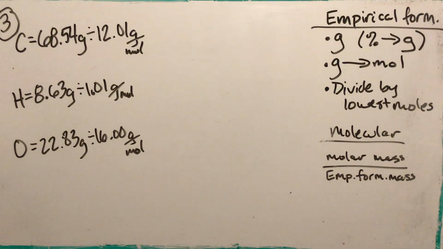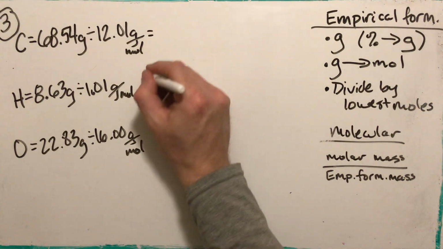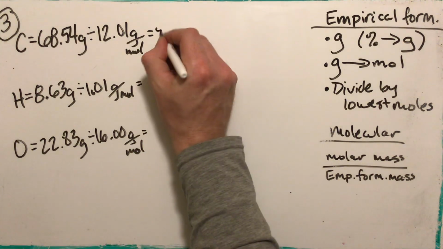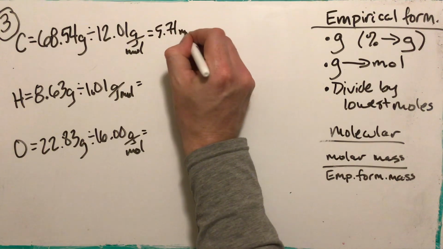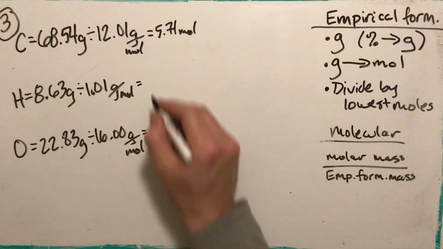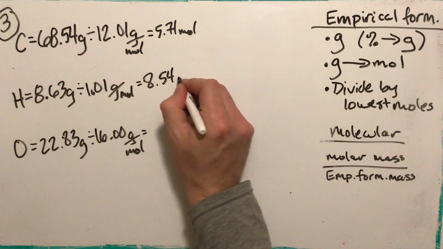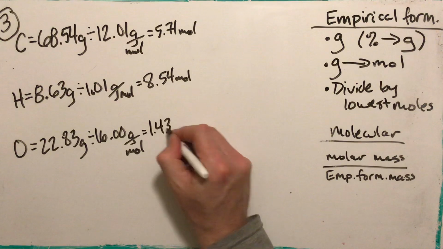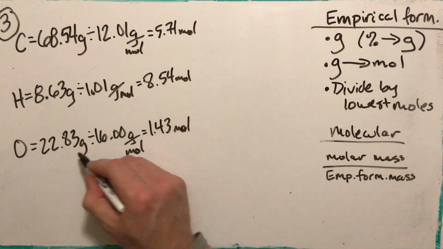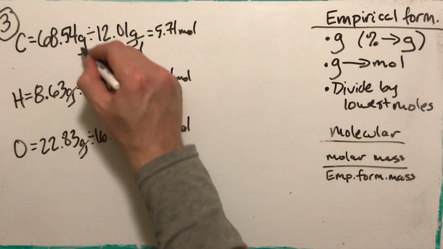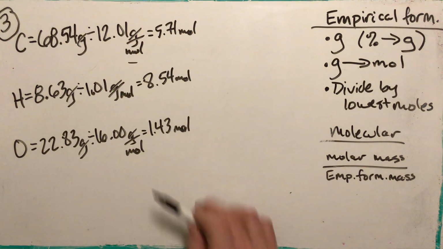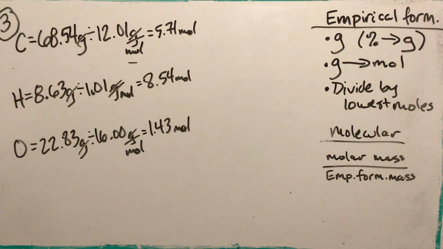It's crazy how much it gets ingrained into your head. So we'll divide those out using the calculator Matic 3000, and we get 5.71 moles for that, 8.54 moles for hydrogen, oxygen 1.43 moles, and of course grams divided by grams, they'll all cancel out, leaving with moles. So I have moles left over, and that's what I end up with.